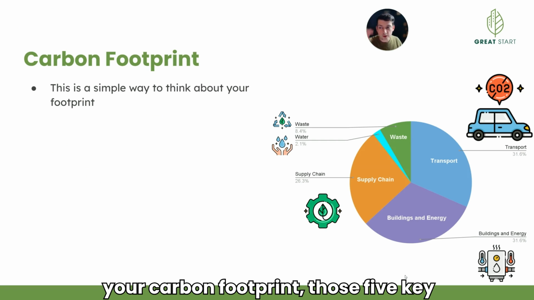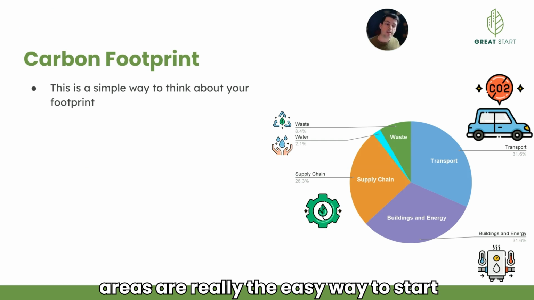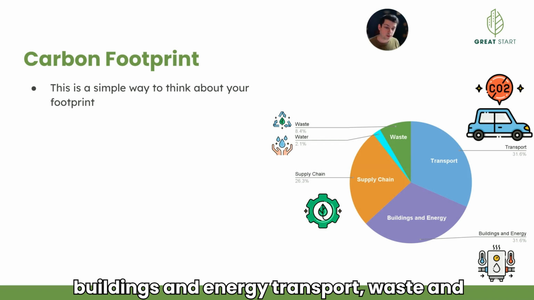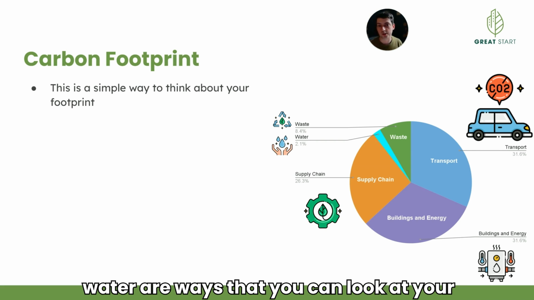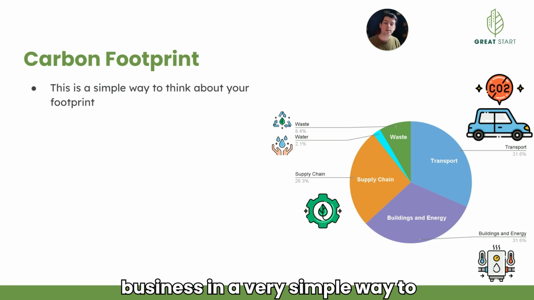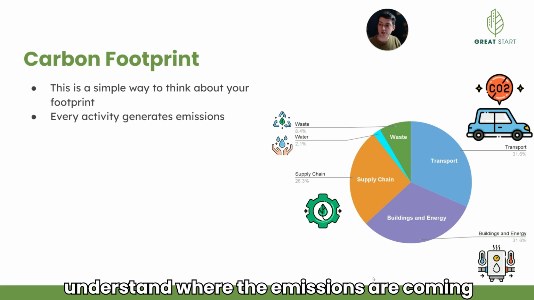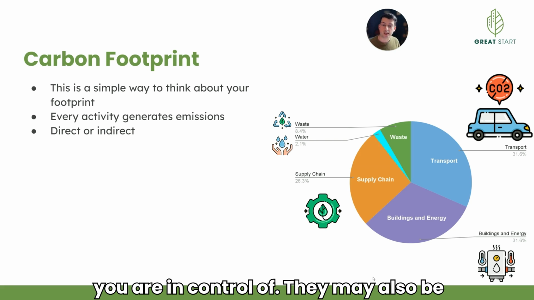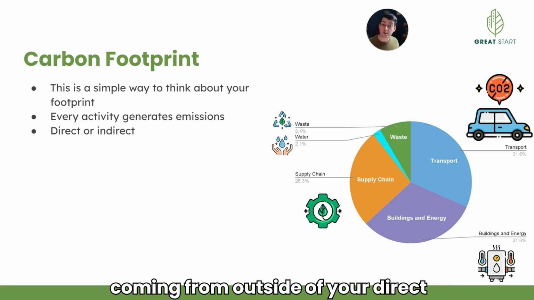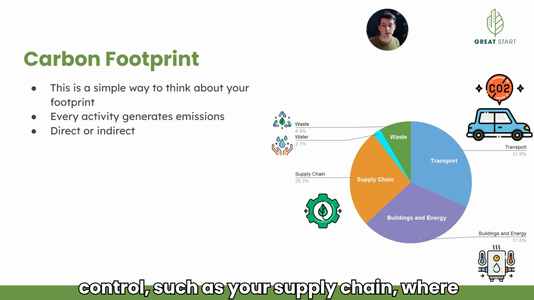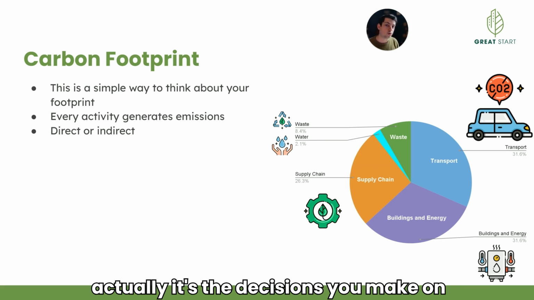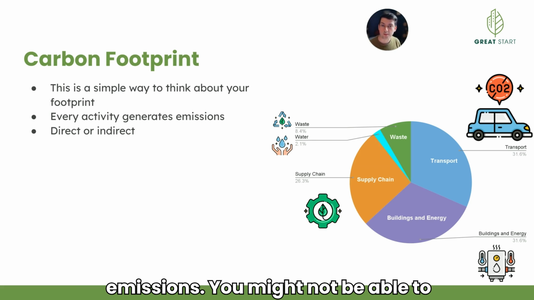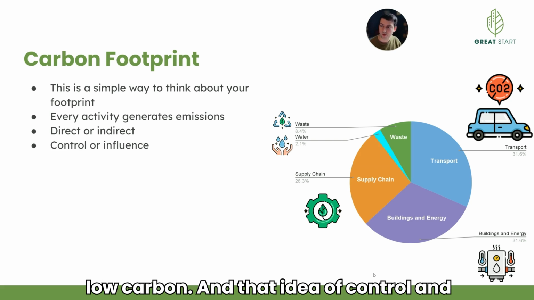So if we look at your carbon footprint, those 5 key areas are really the easy way to start understanding what your contributions are. So things like supply chain, buildings and energy, transport, waste and water are ways that you can look at your business in a very simple way to understand where the emissions are coming from. Those emissions may be direct, that you are in control of. They may also be indirect, and it may be ones that are coming from outside of your direct control, such as your supply chain, where actually it's the decisions you make on what you buy and where you buy it from that is going to have an impact on those emissions. You might not be able to directly control whether they are high or low carbon.